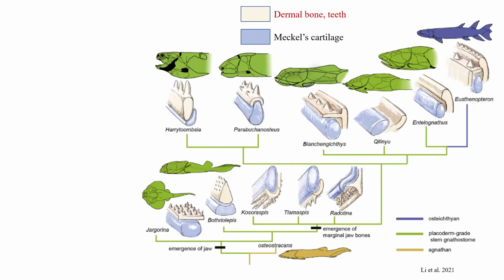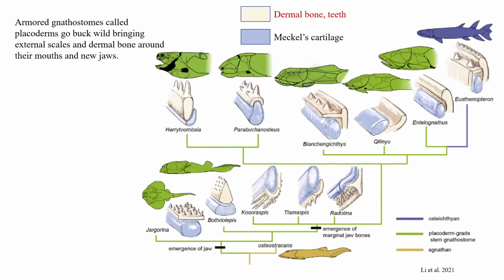Here's a phylogeny of placoderms. Here's the anatomy and architecture of the jaw cartilage they have on the bottom, and then the bony thing that goes on top of that cartilage. Okay? I would call this crazy.